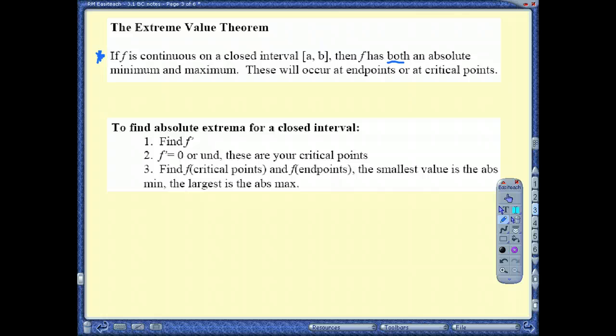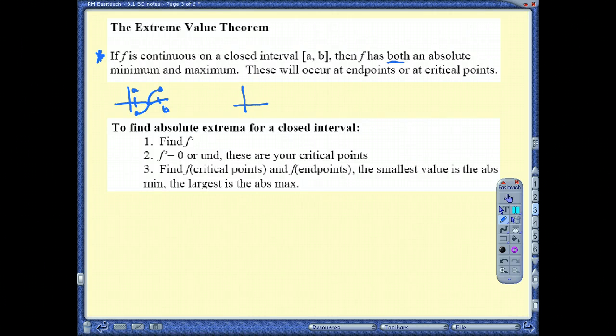Now, what that might look like is you might have something like this. We are continuous from A to B. My high point would be here at B. My lowest point would be here at A. So that would be at our endpoints.